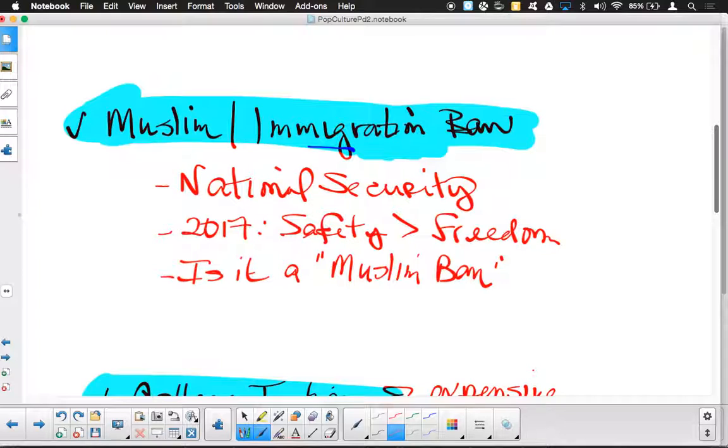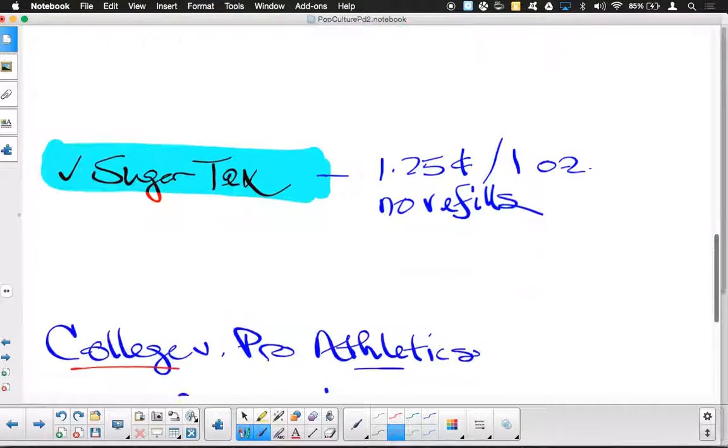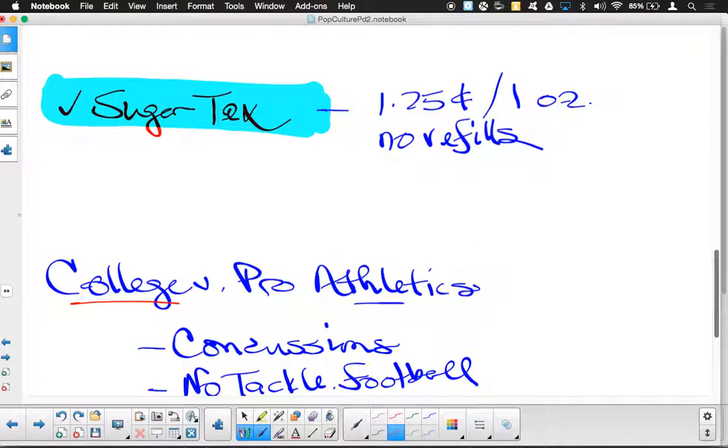So for any of these things up here, what would be ways in which you would want to narrow it down and look at something? For sugar tax, I mentioned health versus government control.